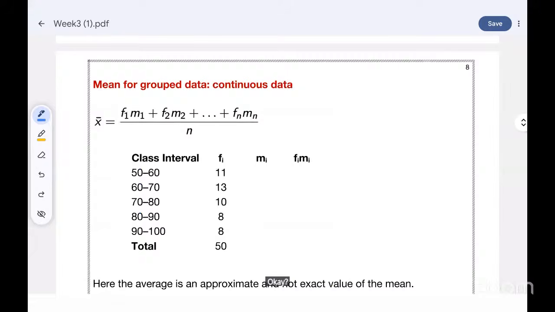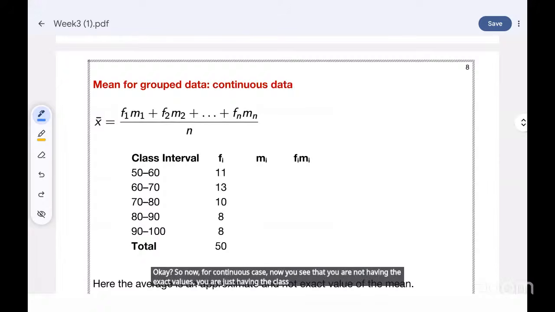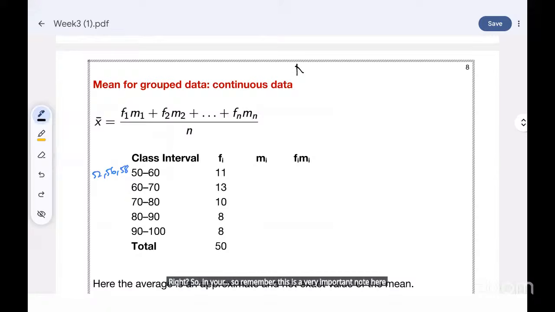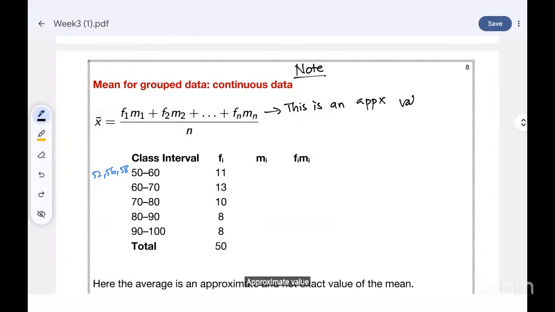Okay. So now for continuous case, you are not having the exact values. You are just having the class intervals in each case. The exact values will vary. So your exact values may be something like this, right? So remember, this is a very important note here. Note, this is an approximate value. Why? Because we are not considering the actual values. So these are the actual values. We are not considering the actual values. We are just considering the class intervals here.